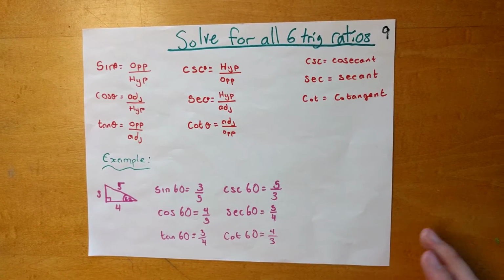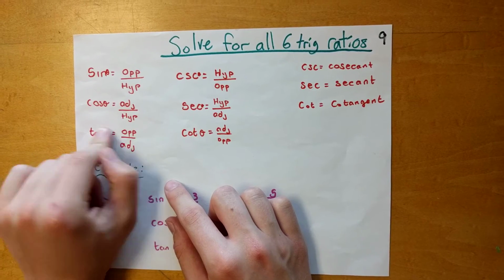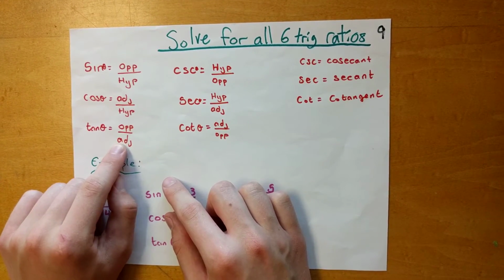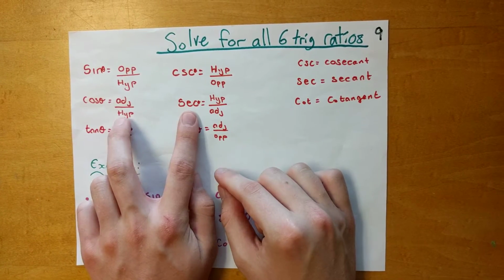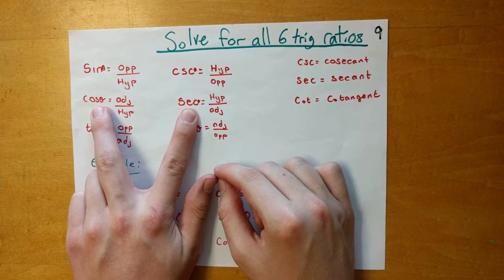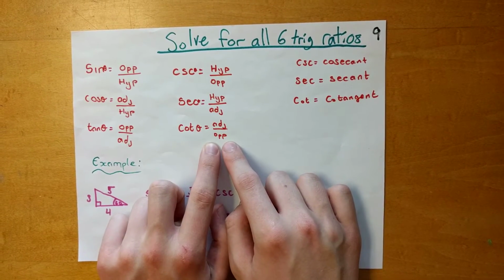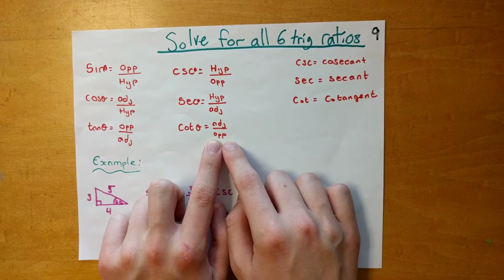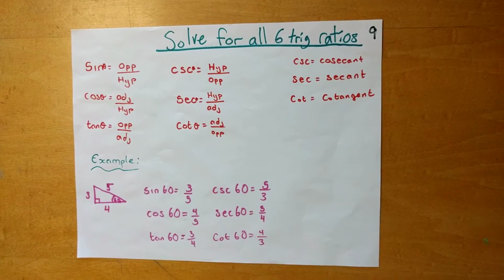Just another recap once again. Sine is opposite over hypotenuse, cosine is adjacent over hypotenuse, tangent is opposite over adjacent, and then with cosecant it's the opposite of sine, with secant it's the opposite of cosine, and with cotangent it's the opposite of tangent. So adjacent over opposite, hypotenuse over adjacent, hypotenuse over opposite.